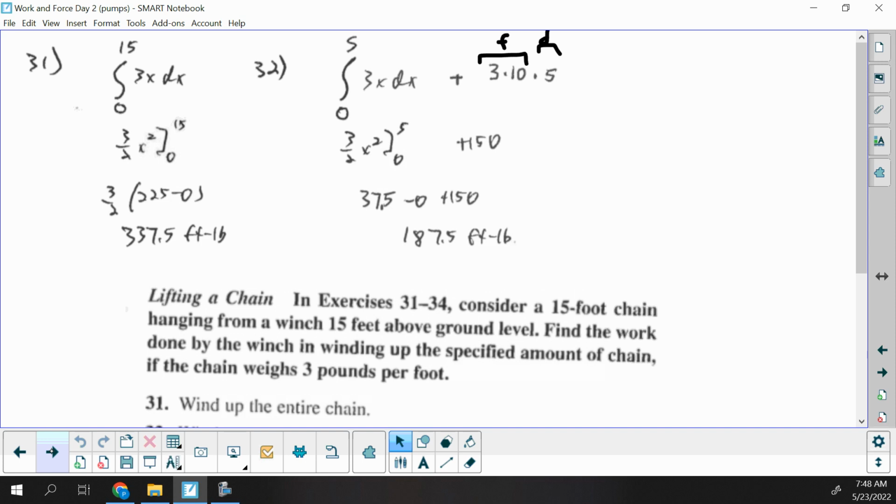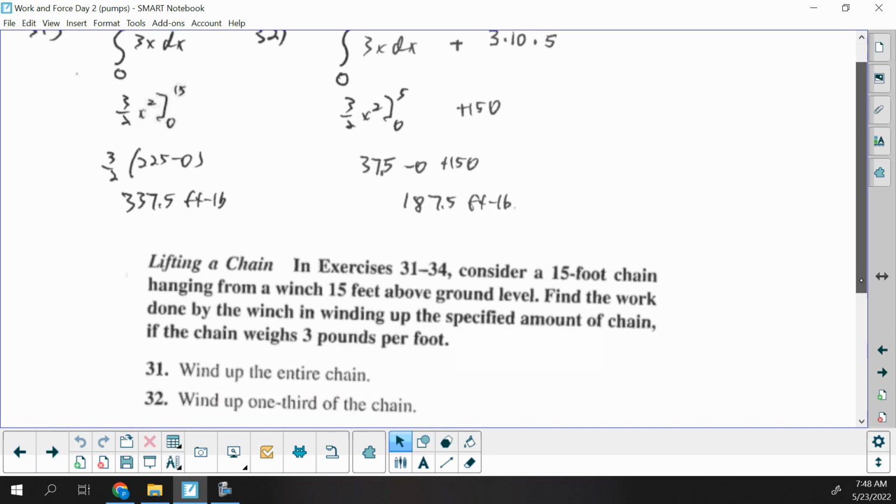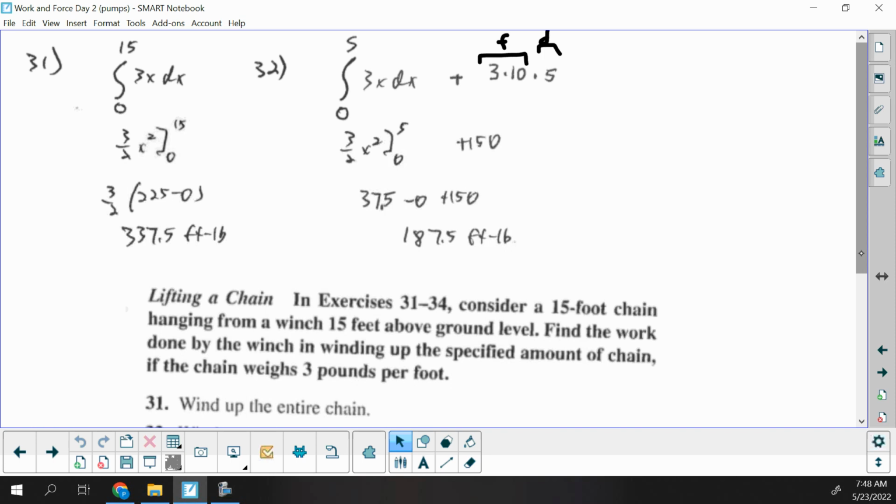In 32, we were only winding up 1/3 of the chain. So of the 15-foot chain, we're going to wind up 5 feet of it. It is the top third of the chain that is getting wound up. So the bottommost part that gets to the top is traveling 5 feet. The topmost is going 0 feet.